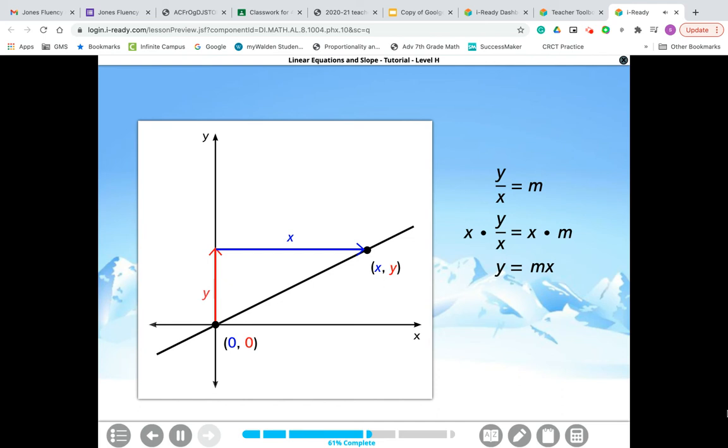I knew this line would be in the form y equals mx because it represents a proportional relationship. But I didn't know how to show it using algebra. Now that's cool. What about the lines that don't go through the origin?